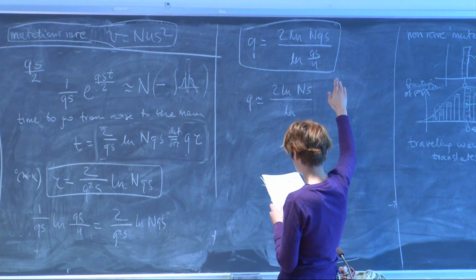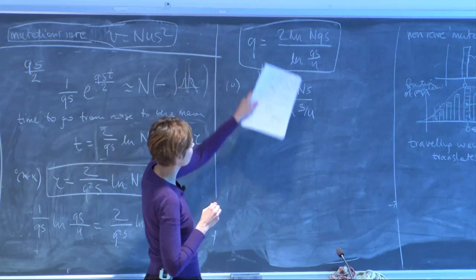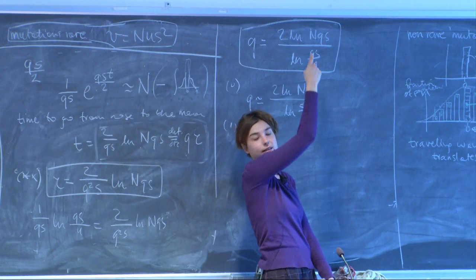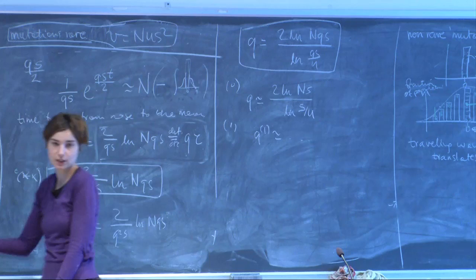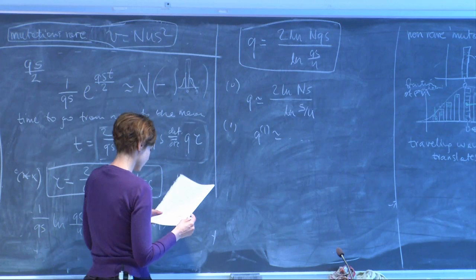Okay, S over U. So at zeroth order, we ignore the Q dependence, and we get that. And then at first order, we take this solution for Q and plug it in here, and then get a first order solution for Q, and so on, right? And we can do this until it starts to converge. But let's stop at zeroth order. It'll turn out it's already pretty good compared to doing the full calculation.